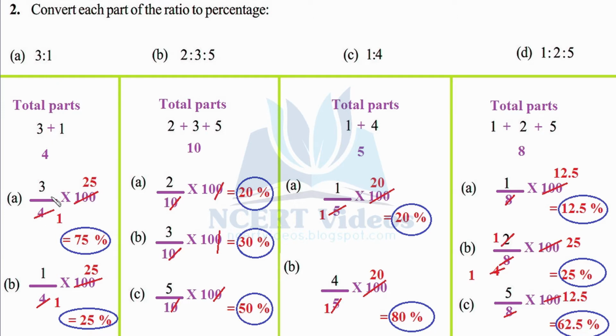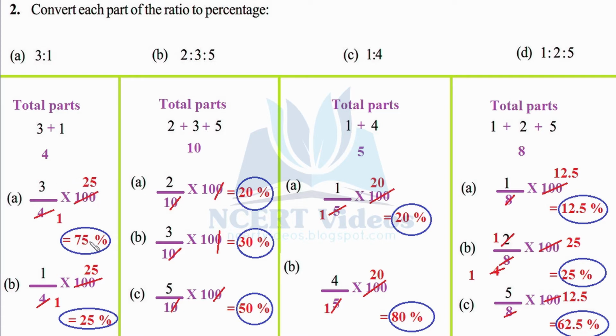So first of all, we are representing them in terms of fractions. So 3 out of what? Out of 4. So 3 by 4. And this fraction can be converted into percentage when we multiply a fraction with 100. This you have learned in your previous exercise. So 1 4 is a 4, 25 4 is a 100.